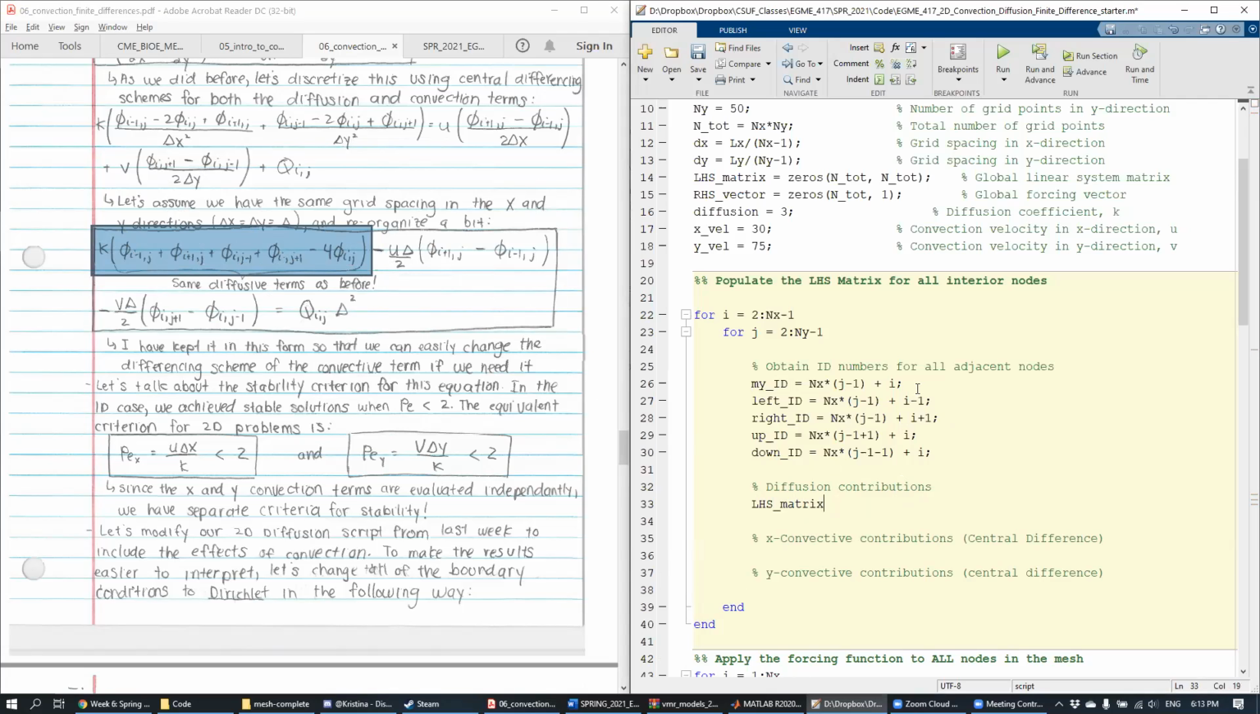Isn't up ID supposed to be, I mean, why is up ID j minus 1 plus 1? Because compared to my ID, this is the base case right here. In the base case, we have a j minus 1 already ingrained into that. So compared to this one, we're going to have j minus 1 plus 1 because the j coordinate is 1 above our current node. That's why I've added a plus 1 here to modify off the base case. And then for the lower ID, I added a minus 1 here to modify that off the base case as well.